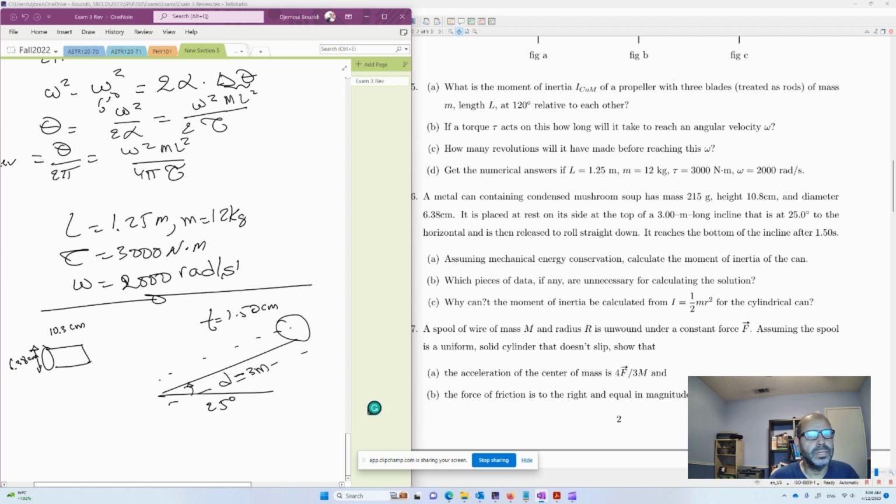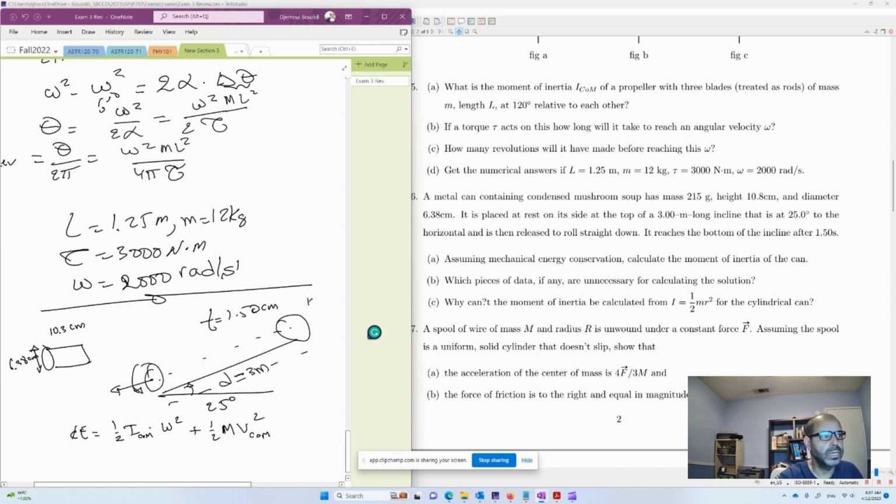Okay, the question is, assuming mechanical conservation of energy, calculate the moment of inertia. When it reaches the bottom, it's going to be spinning and its center of mass is moving. Remember, the kinetic energy in this scenario is going to be equal to 1/2 I about the center of mass, which is what we need to know, times omega squared, plus 1/2 the mass of this object times the velocity of the center of mass squared. We did this in class.